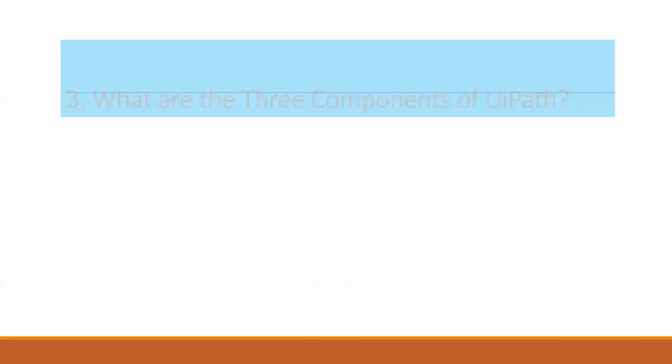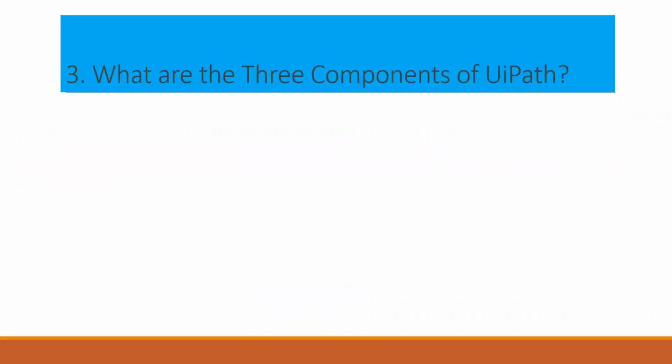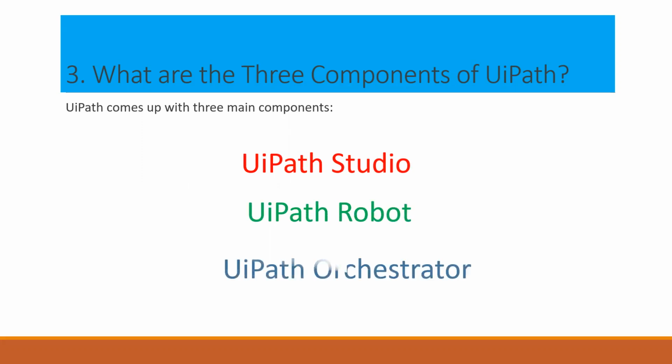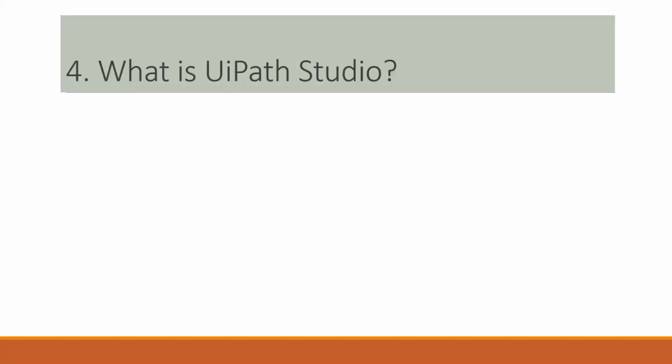Now I am going to tell you what are the components of UiPath. There are mainly three components: UiPath Studio, UiPath Robot, UiPath Orchestrator. Now I am going to tell you the detailed description of UiPath Studio.